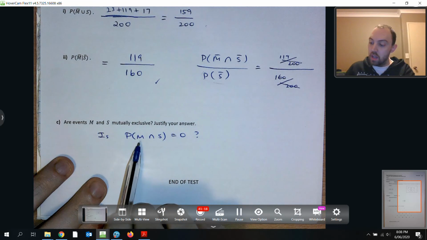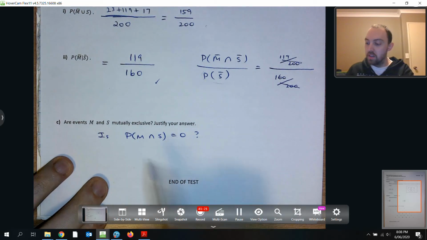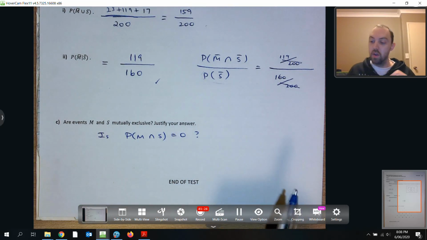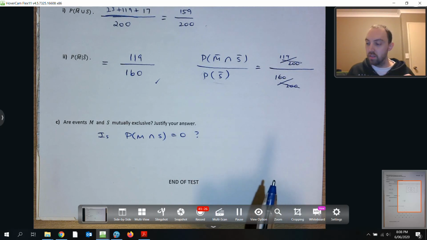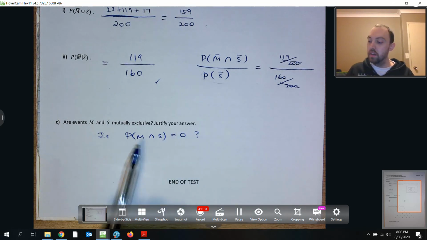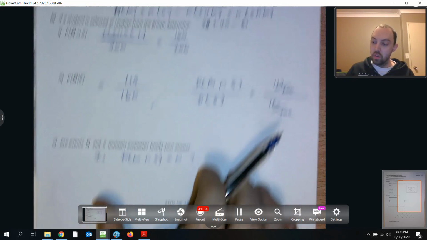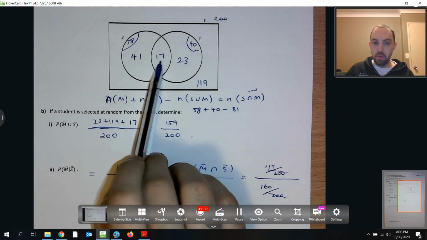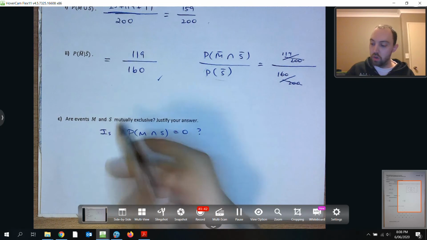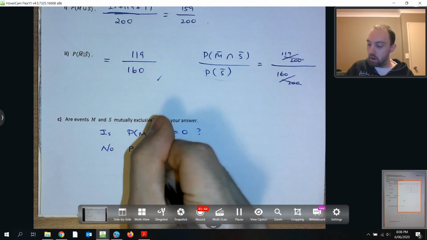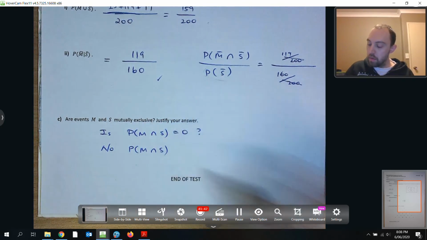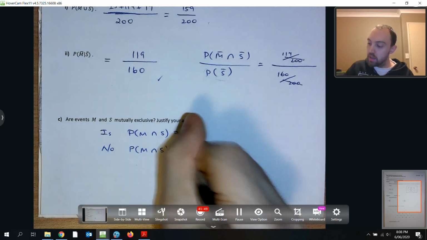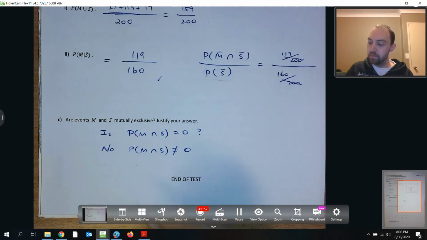If they don't happen at the same time, so they didn't go to both the math seminar and the science seminar, then we can say that they are mutually exclusive, but 17 people did. So, no, the probability of math and science seminar is not equal to 0. That's all the evidence we need to solve that one.